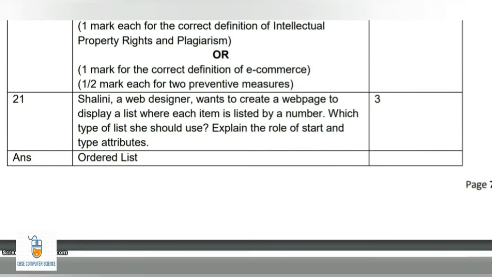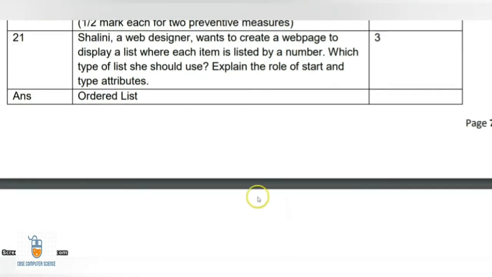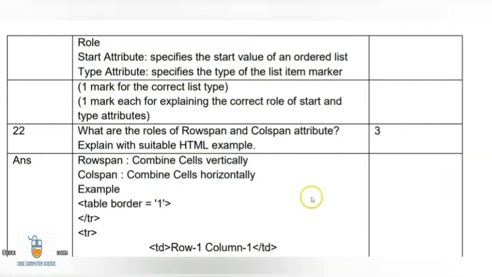So this question is for 3 marks, and as said earlier, there are 3 types of list in HTML: ordered, unordered, and definition list. So to create a number list, we would be using the ordered list, that is OL tag. In the previous question that appeared earlier for 1 mark, the tag for bulleted list was UL tag, that is unordered list. So for ordered list we would be using OL tag. The second thing they have asked is the role of start and type attribute.